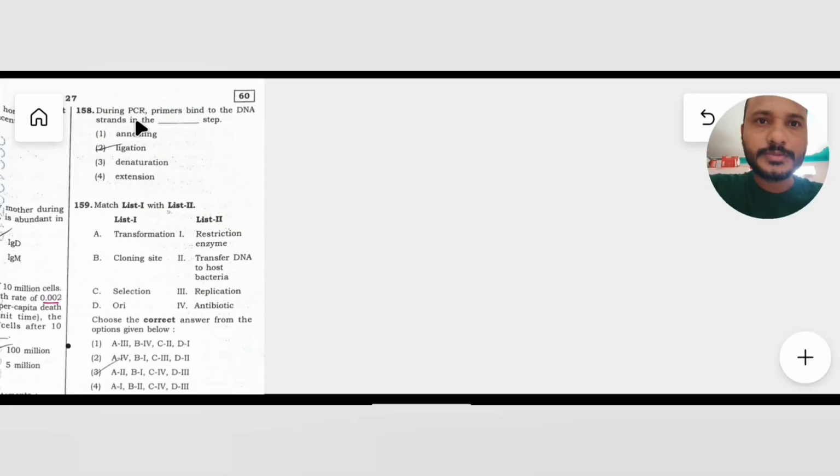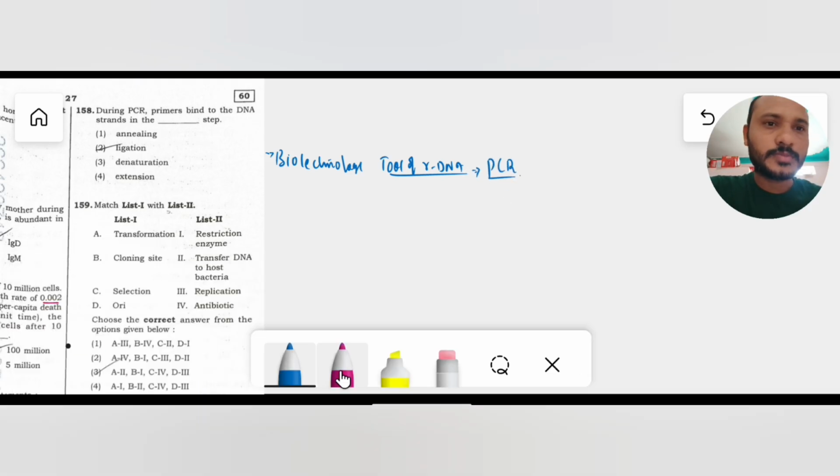Question 158: During PCR, primers bind to the DNA strand in which step? This question is framed from biotechnology, from the tools of recombinant DNA technology, especially focusing on PCR. So here we need to know some important points about PCR.